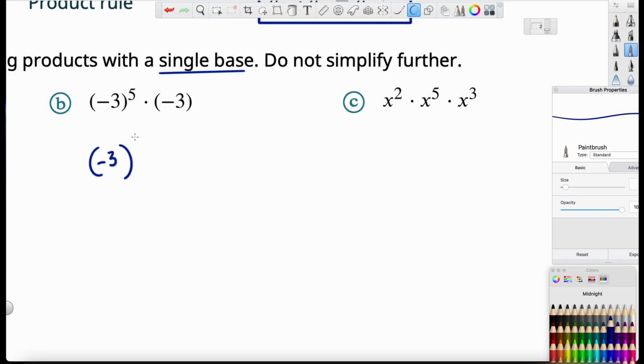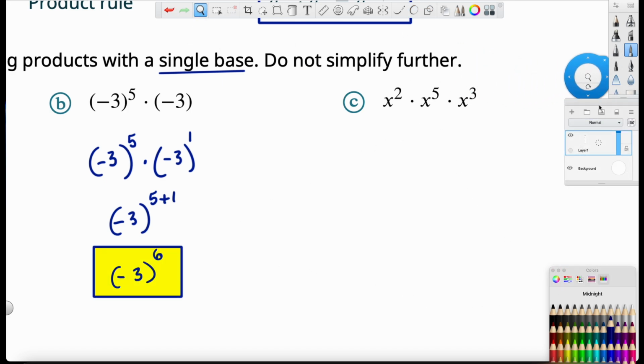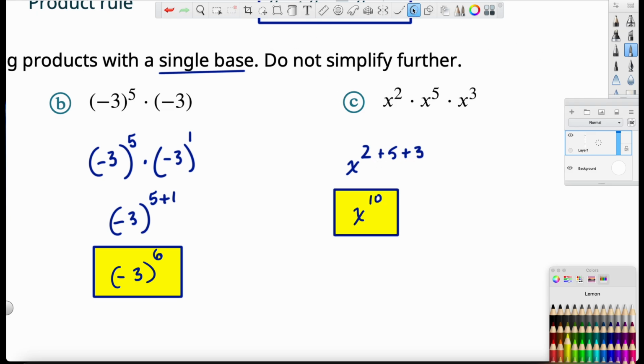Example B, we have the same base here, -3. So -3 to the 5th times -3 to the 1st. We're just going to add the exponents and get -3 to the 6th. Keep that base in parentheses. Here we've got 3 expressions with the same base. Again, we're just going to add the exponents, and in this case, we're going to get x to the 10th.